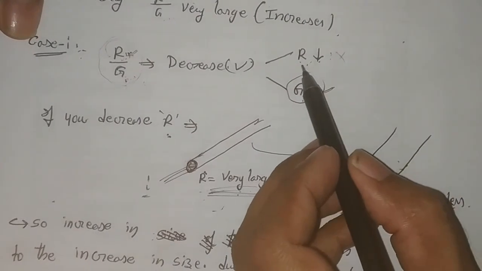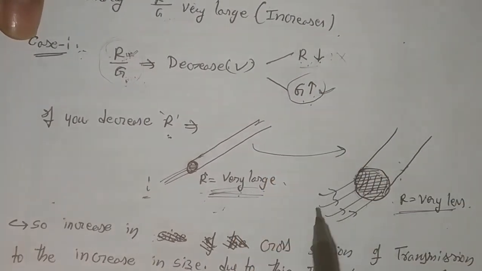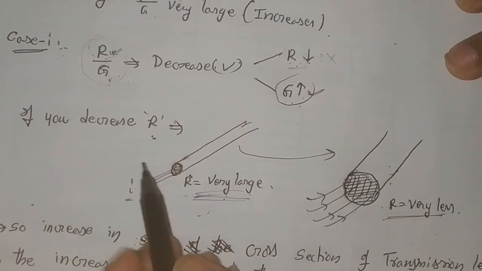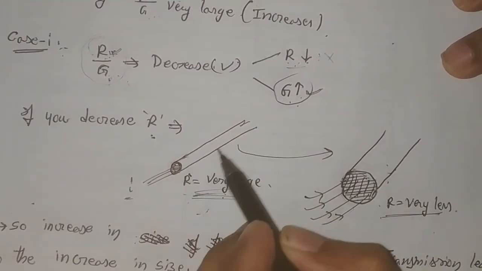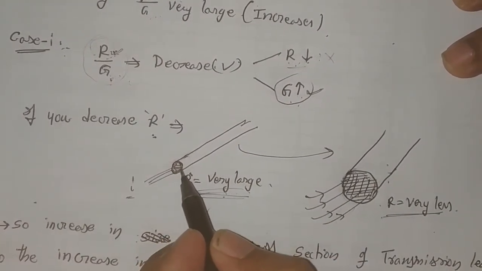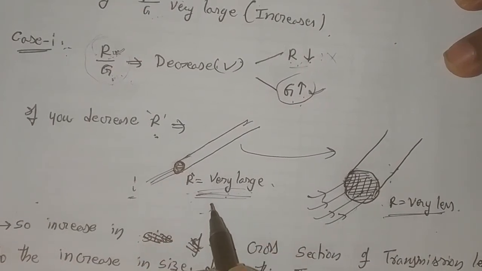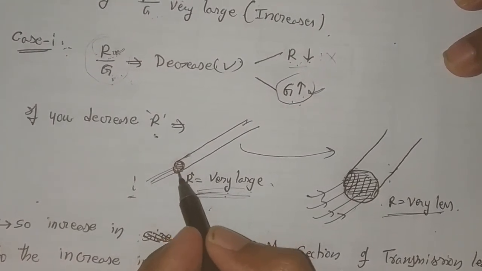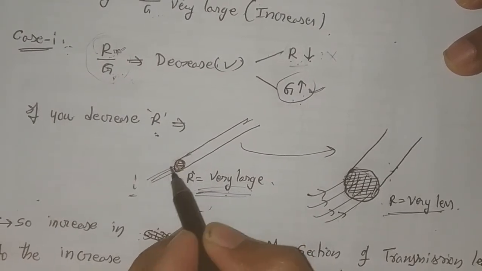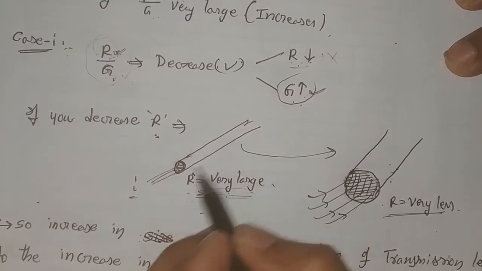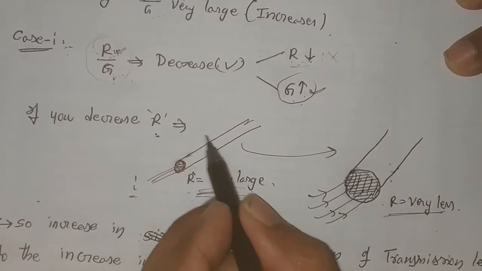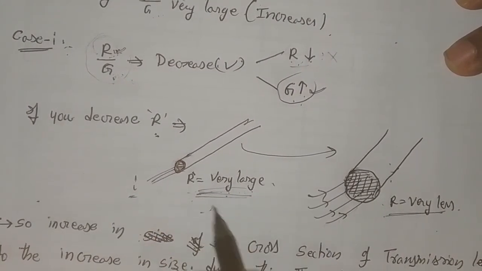So the problem of reducing R should be discussed in the diagram below. Let us see this diagram. In this diagram, let us assume this is the transmission line, and this is the cross section of the transmission line. Here the cross section is very small. If the cross section is very small, the current which is allowed to pass through the transmission line is also small. That means in such a case this transmission line can have a very large resistance.